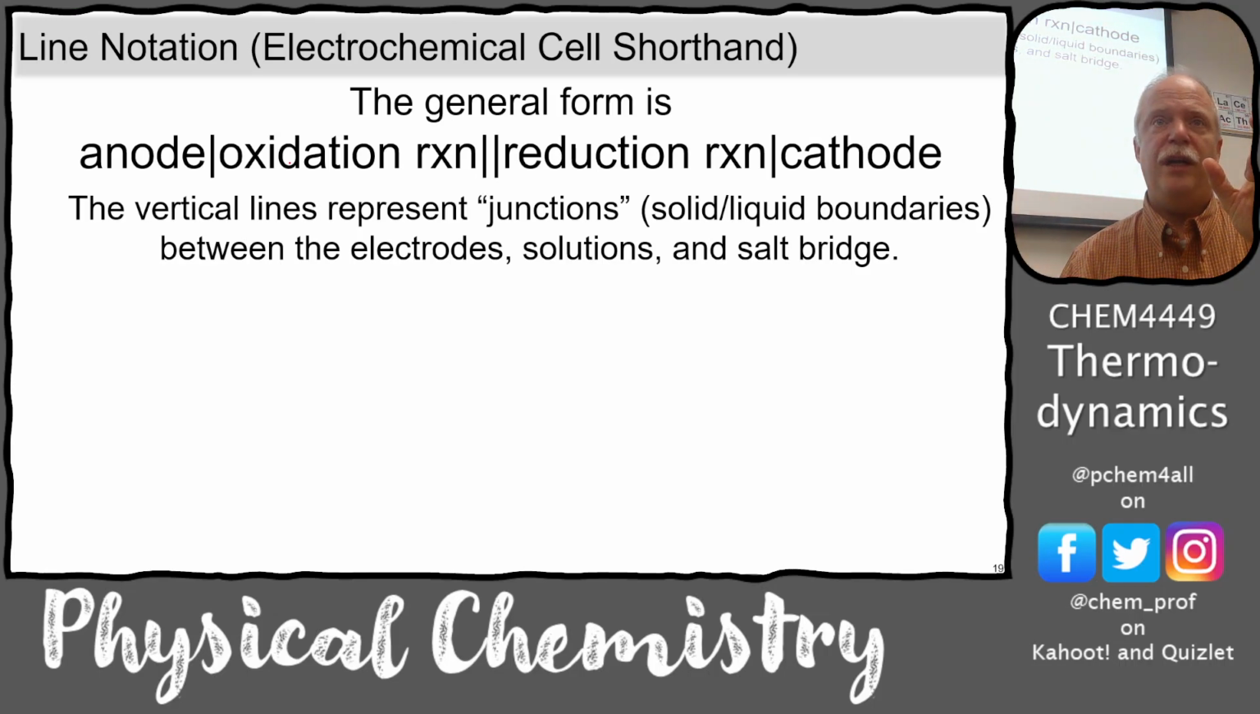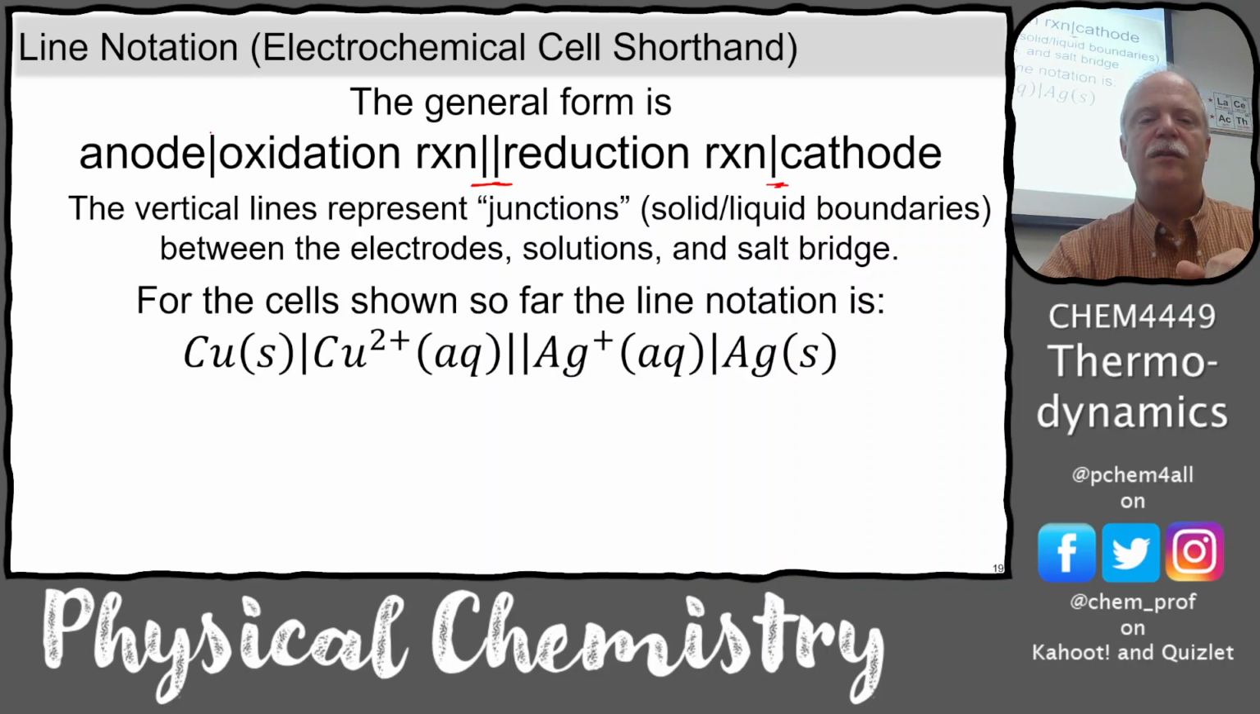And then if there's a salt bridge, there's a couple of lines in the middle to indicate a salt bridge. So there's a junction between the solution and the beginning of the salt bridge. And then at the other end of the salt bridge, there's a junction ending the salt bridge and going into the next solution. And then there's a junction here between the reduction reaction and the cathode. And then it's always written in this order: the anode first, the oxidation reaction, the reduction reaction, and the cathode. And this is a shorthand, so a lot of the things are left out. Okay, and I know that's frustrating, but we'll see.